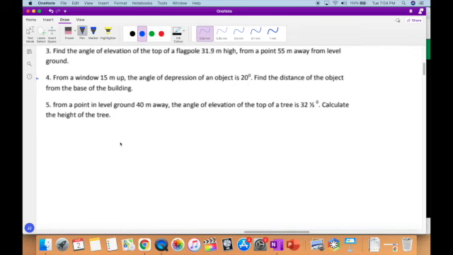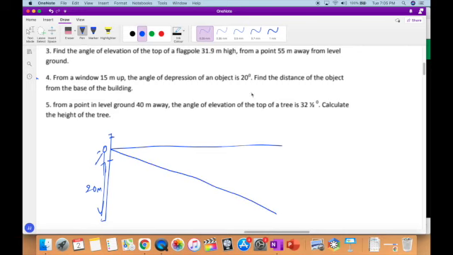So you're macroing, right? This is the side of the building here, and this is the window here where you're looking down from. What they're saying is from the window 20 meters up, you're looking down. Remember, you had to take this here as being the 20 meters, and you're looking down at an object, and you're only looking down 20 degrees.